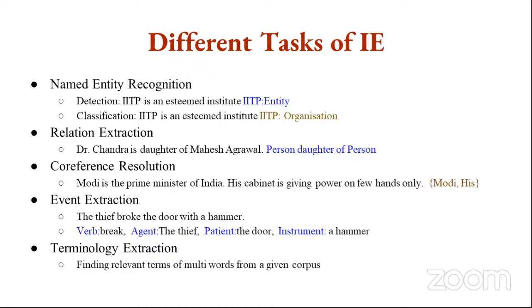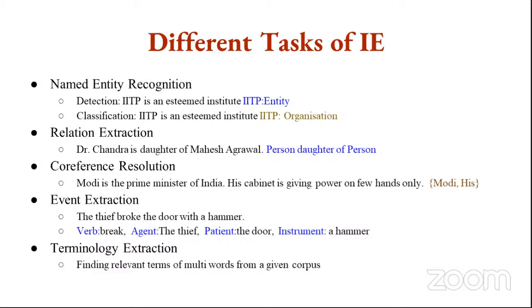Like, IIT Patna is an esteemed institute. Here IIT Patna is an entity. So this is called the detection. There are two tasks. One is to detect, another is to classify. Detection means from a sentence you only have to identify the entities. Here IIT Patna is an entity. And the classification is classifying the entities into different classes. Like entity could be a person name, a location name, or an organization name. Here IIT Patna is an organization name.